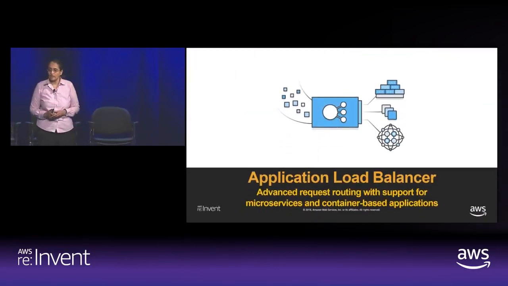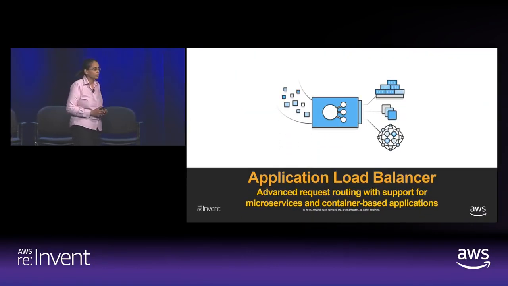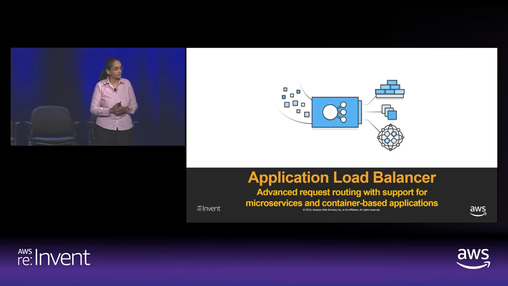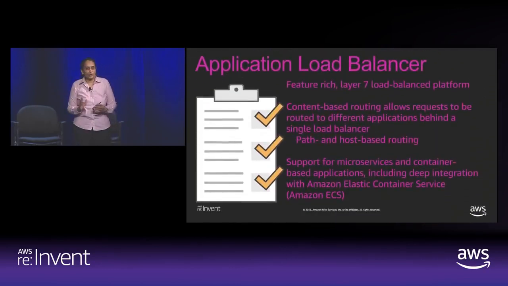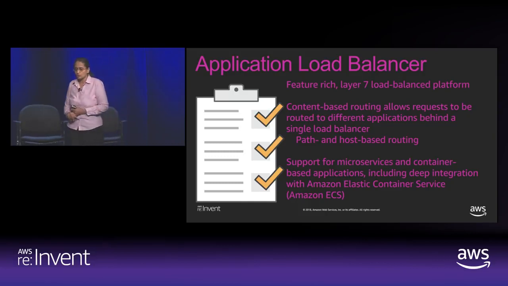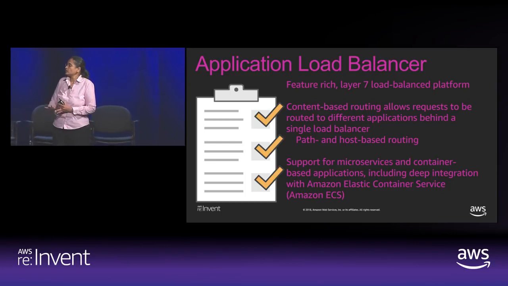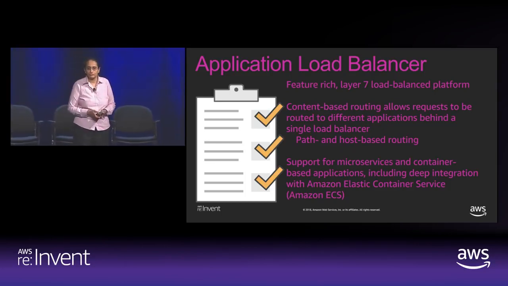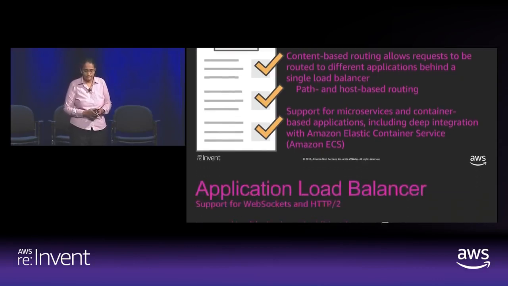Let's dive into the application load balancer. Application load balancer is a feature-rich layer 7 load balancer that we introduced 2 years ago. So high level, if you want to look at the features of the application load balancer, basically a layer 7 load balancer has a lot of content-based features, whether it's path-based routing or host name-based routing, well suited for your container applications. I'll walk you through the details on why it is suited for container applications.